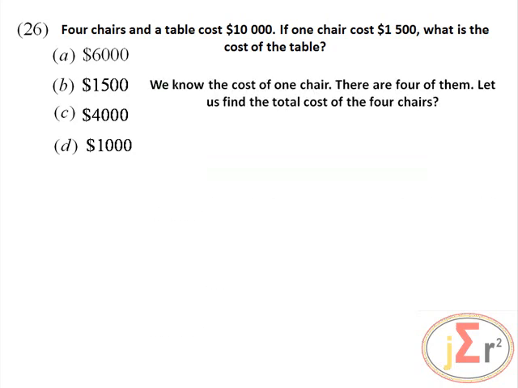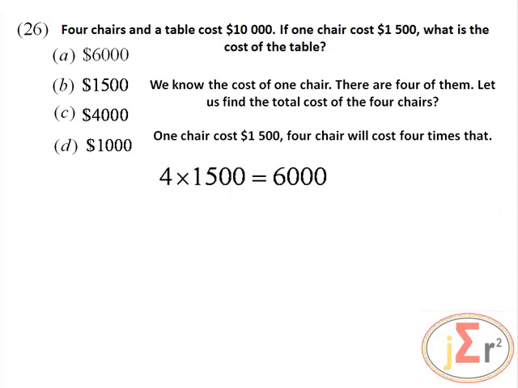We know the cost of one chair. There are 4 of them. So let us find the total cost of the 4 chairs. One chair costs $1,500. 4 chairs will cost 4 times that. So 4 multiplied by 1,500 is equal to 6,000. So let us work it out and see what it's equal to.